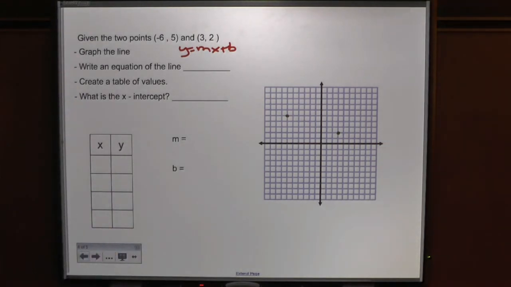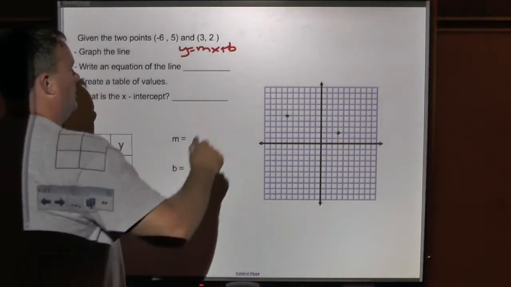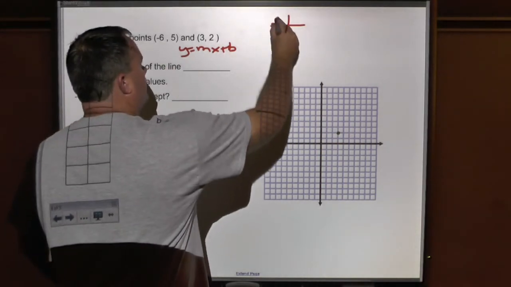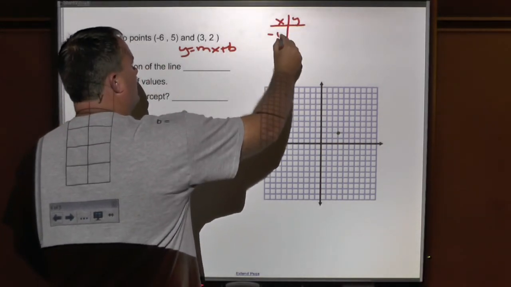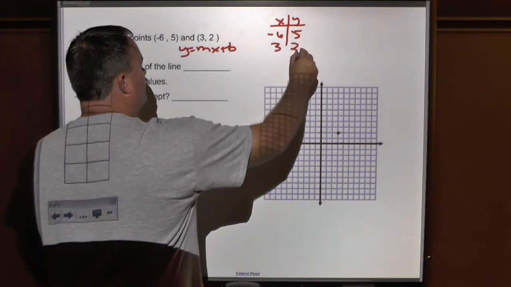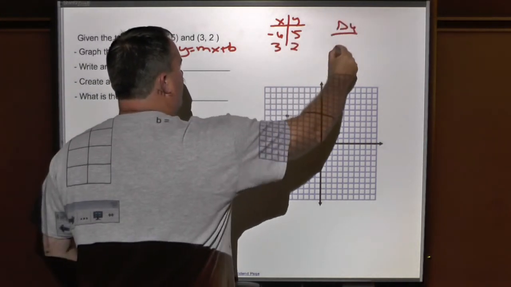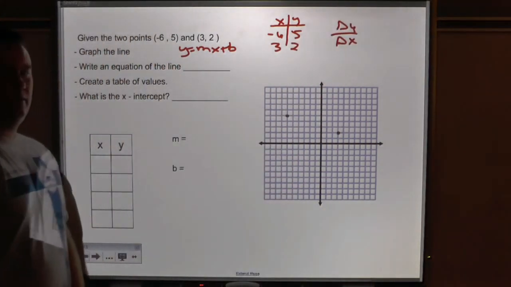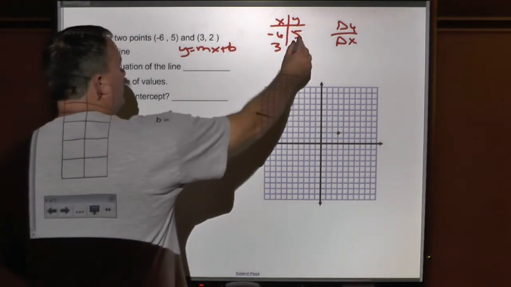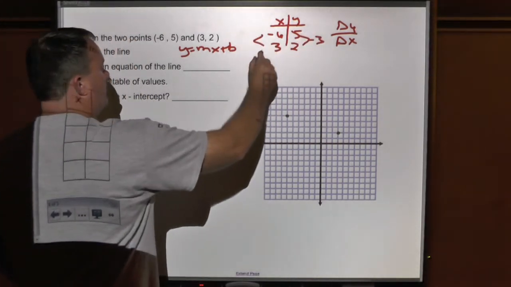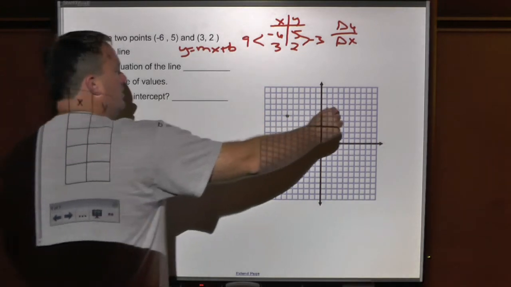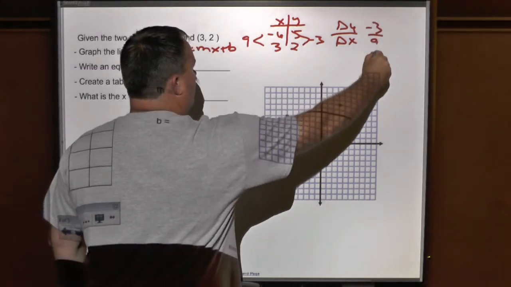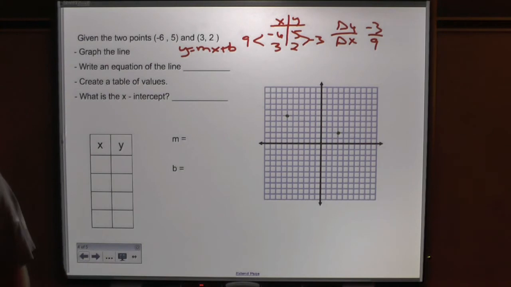Slope-intercept form, y equals mx plus b. 2 things you need to know, slope and y-intercept. There are 2 ways for you to find the slope. It is up to you on how you want to do this. The first way, given the 2 points, you can make a table. -6, 5, 3, 2. And from there, you can find the slope. Change in y over change in x. This works out really good. From 5 to 2 is -3. From -6 to 3 is 9. So you end up with a -3 over 9 as your slope.